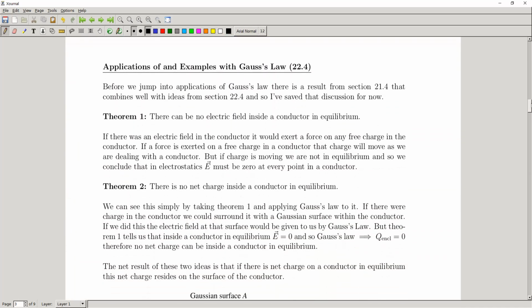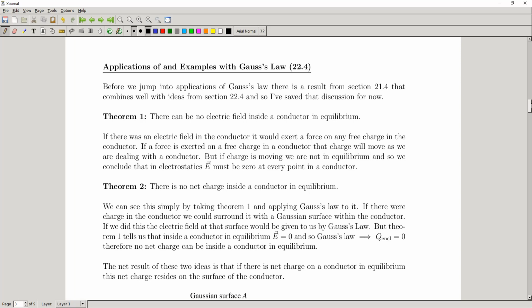And now we're moving into section 22.4 of the textbook. Before I jump into applications of Gauss's law, which is what we're going to be looking at here, and when we do get into it, we're going to be recalculating a number of old results and some new ones. But before we get into that, there's a discussion from chapter 21, section 21.4, where they talk about electric fields inside of a conductor in equilibrium.